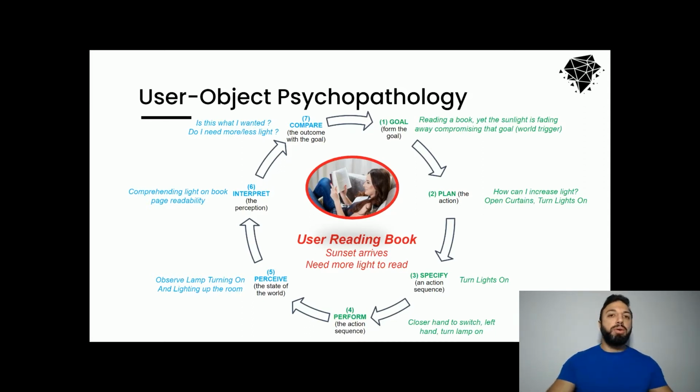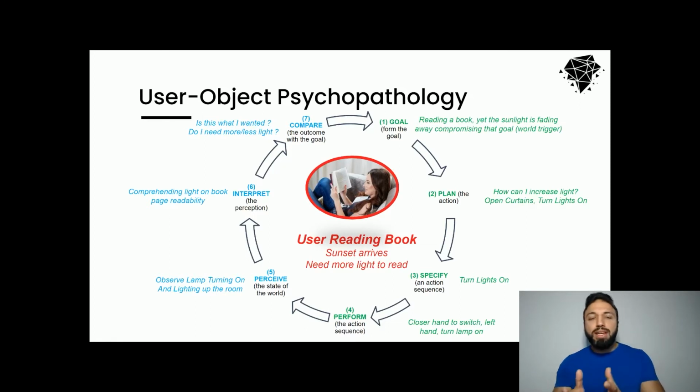Then you see, okay, is that light enough to read the book? That's the perception part. Then you actually comprehend that. So this is the perception, and interpretation is very tricky, and it's very tough to describe. But the perception is you actually perceiving the light or whatever happened as the actual action on the world. The interpretation is putting that in the context of reading.